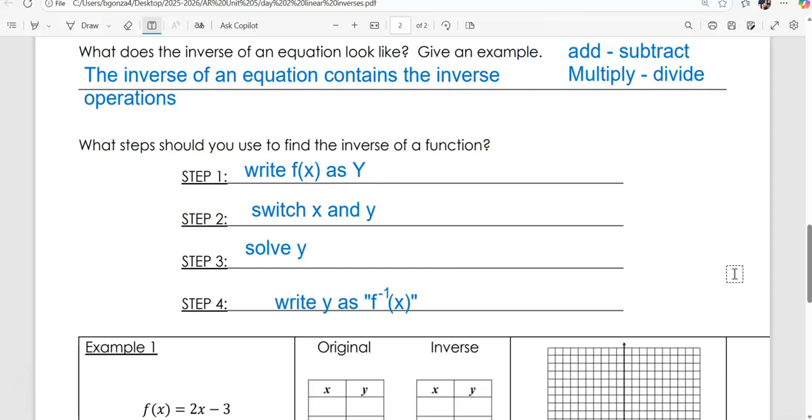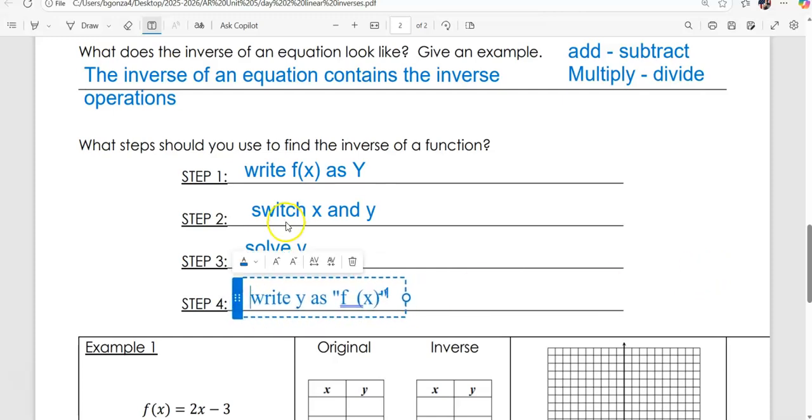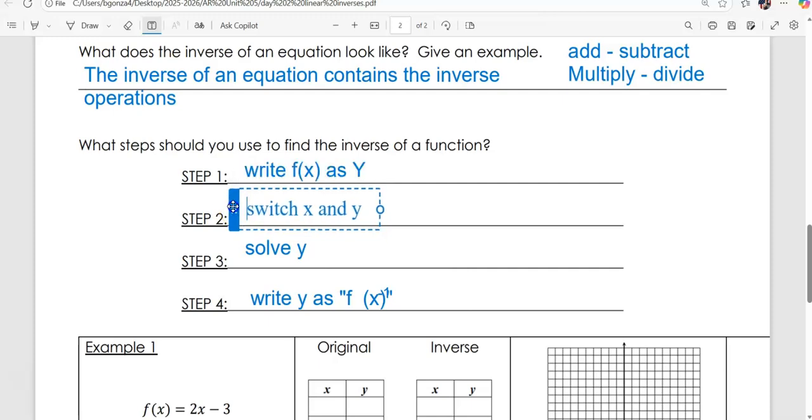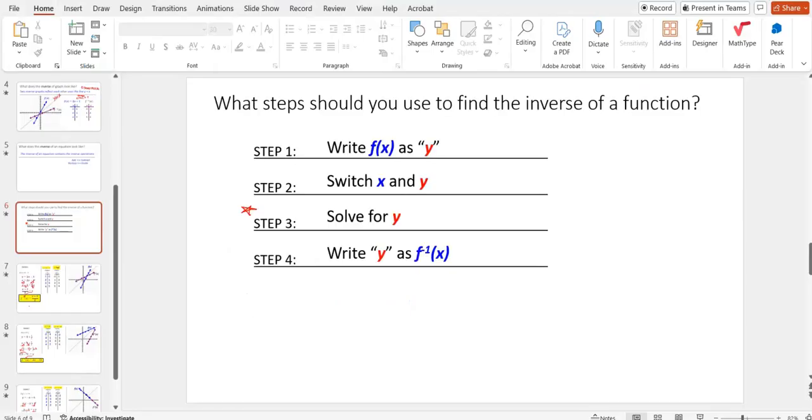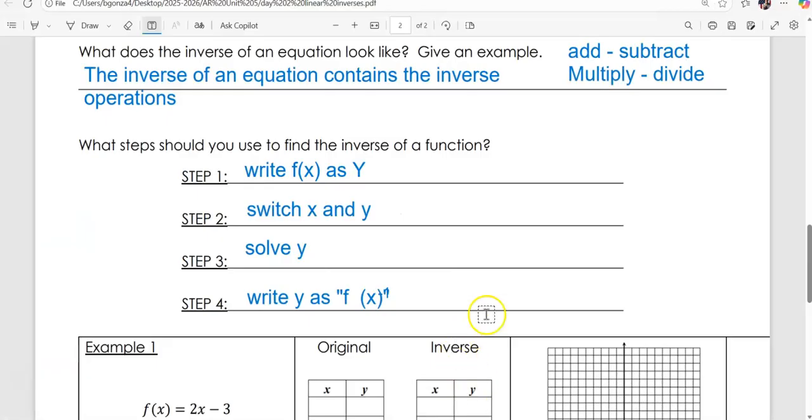Okay. Step one, if you're trying to find the inverse of an equation, first step you need to do is to write f of x as y. So your f of x turns into the letter y. Second step, you want to switch x and y. Step 3 is the most important part, solving for y. When did we ever solve for y in this class? Oh yeah, yesterday, and this warm-up today. Okay, well, you did the warm-up today, right? So again, this is the most important step, step number 3. And then last step is you turn that y back into an f inverse of x.